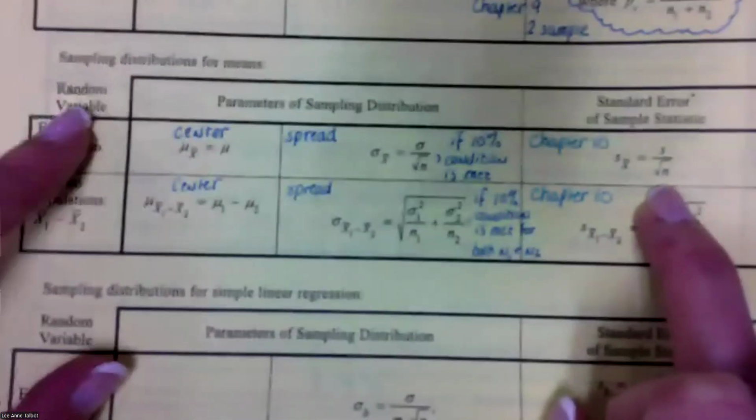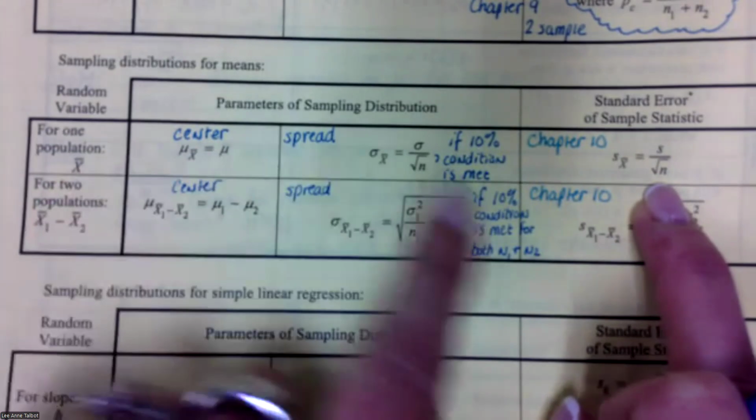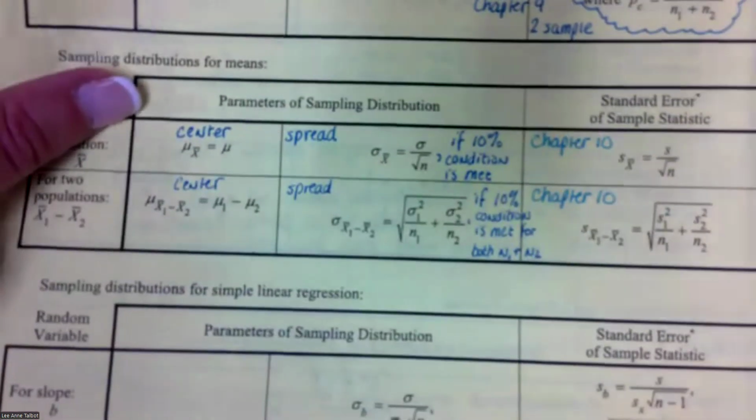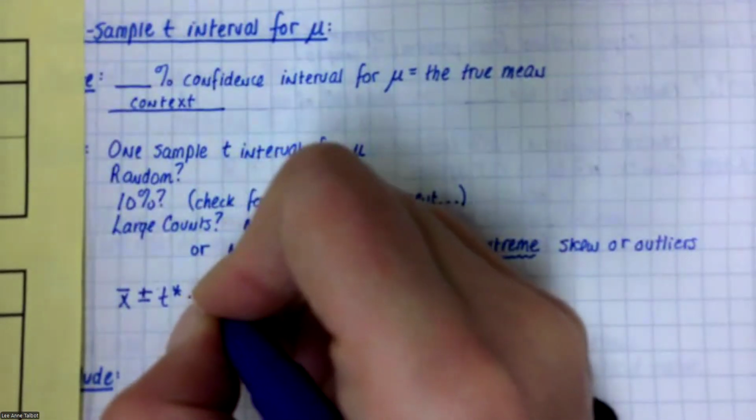Standard error for one population X bar is S sub X over square root of n. They don't put the X there. I still do. I don't know if I'm old fashioned or what.